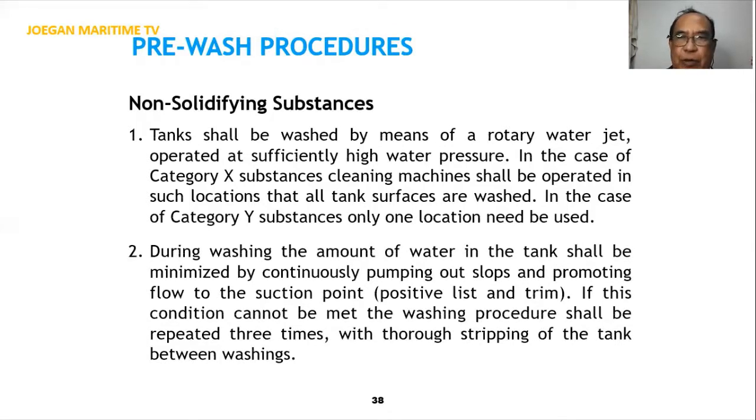Number one, the tank shall be washed by means of a rotary water jet operated at sufficiently high water pressure. In the case of category X substances, cleaning machines shall be operated in such locations that all tank surfaces are washed. In the case of category Y substances, only one location need be used. Number two, during washing, the amount of water in the tank shall be minimized by continuously pumping out slops and promoting flow to the suction, with positive list and trim. If this condition cannot be met, the washing procedure shall be repeated 3 times with thorough stripping of the tank between washings.